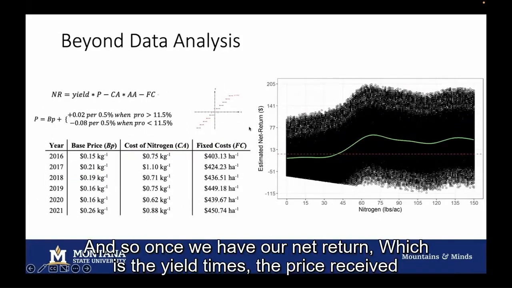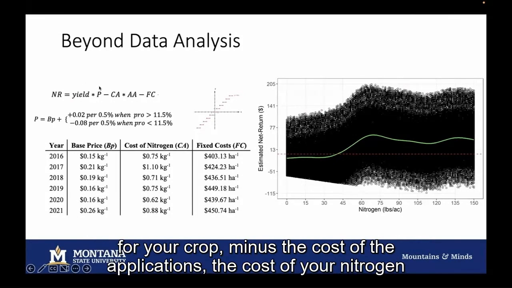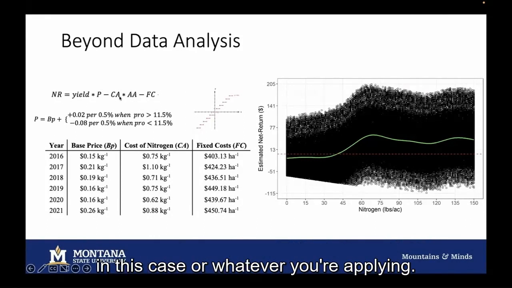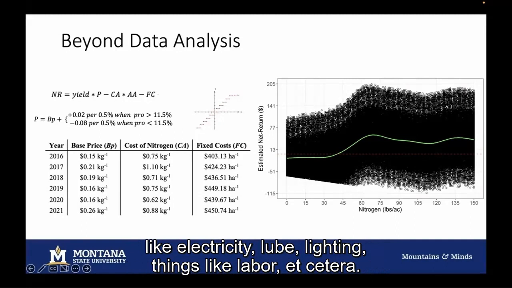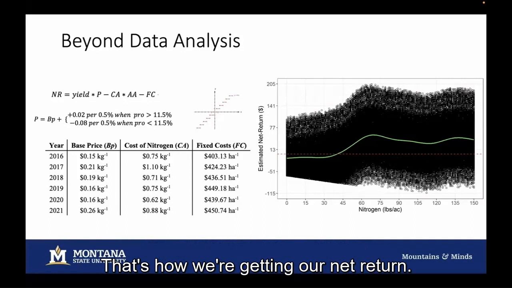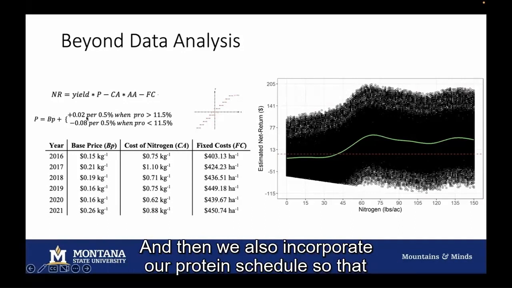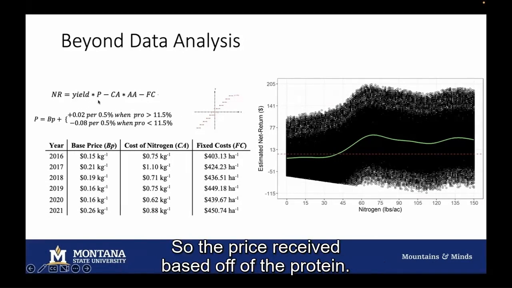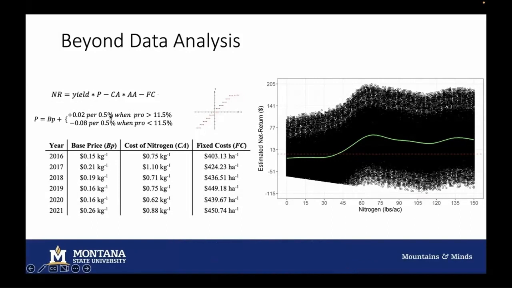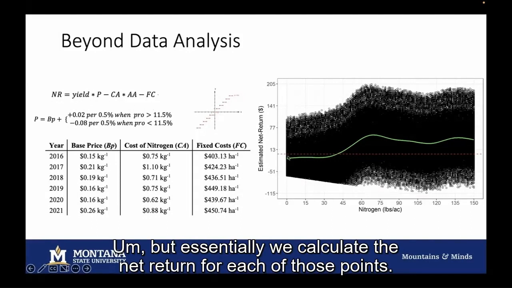And so once we have our net return, which is the yield times the price received for your crop, minus the cost of the applications, the cost of your nitrogen in this case, or whatever you're applying, so the A there, times how much you applied, minus fixed costs, like electricity, lube, lighting, things like labor, etc. That's how we're getting our net return. And then we also incorporate our protein schedule, which bumps up our P here, so the price received based off of the protein. But essentially, we calculate the net return for each of those points.